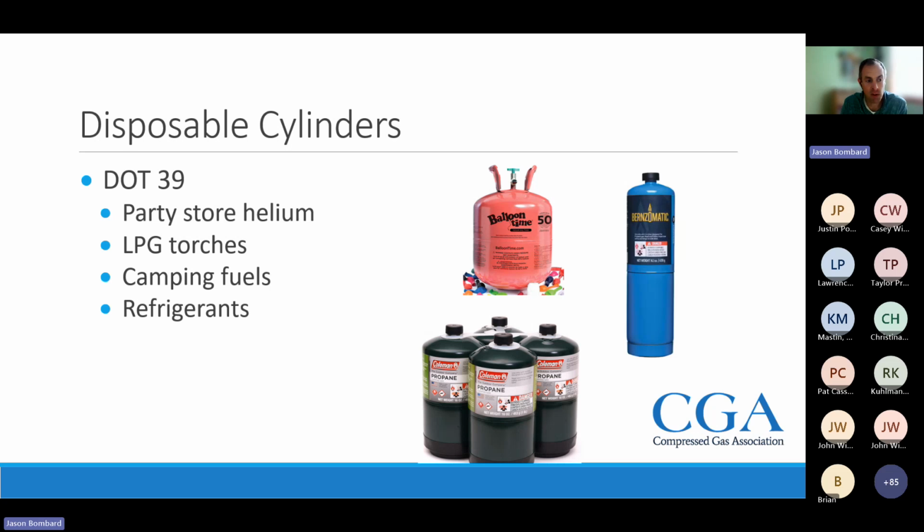Some cylinders cannot be refilled. These are disposable, one-time use cylinders. Most of them are made to a DOT 39 spec, and you'll see these very commonly in like a helium tank that you pick up at the party store. The fuel cylinders for your LPG torches, camping fuels, and also refrigerants are very commonly shipped in these cylinders for use.